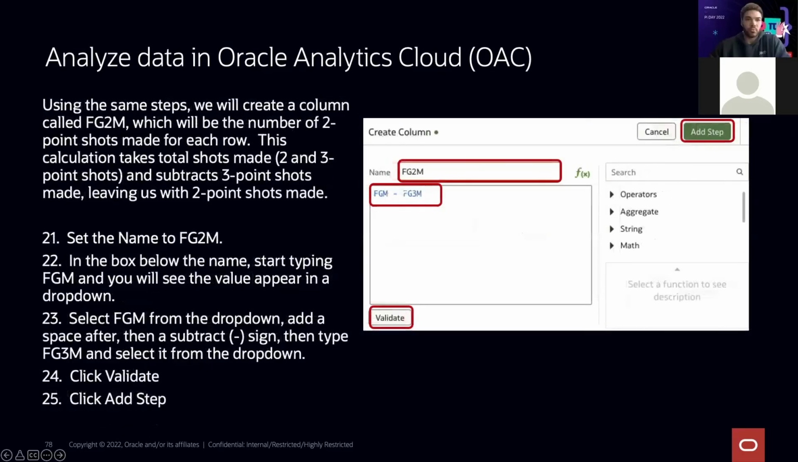We're going to do the same thing for field goal 2 made. So now we're going to have the ability to have 2 and 3 point shots that we could do calculations on. Go ahead and put FG2M, take the total 2 and 3 field goals made and subtract the 3s, and now we will have field goal 2 made.